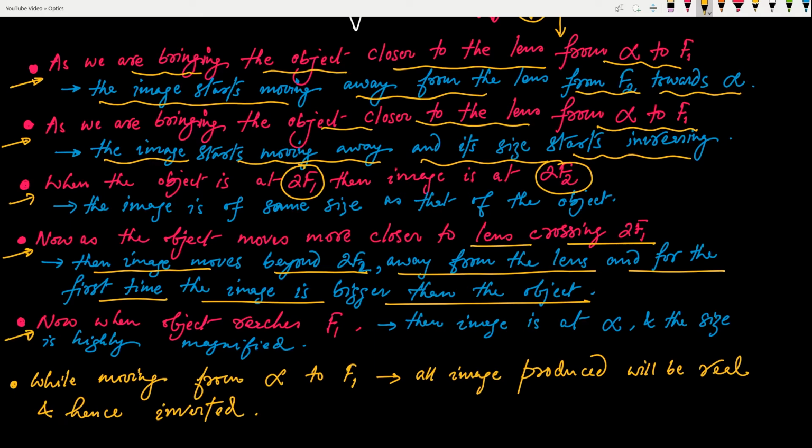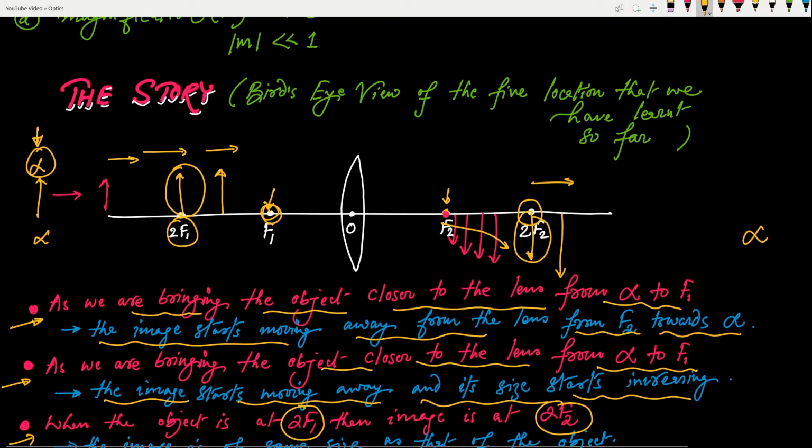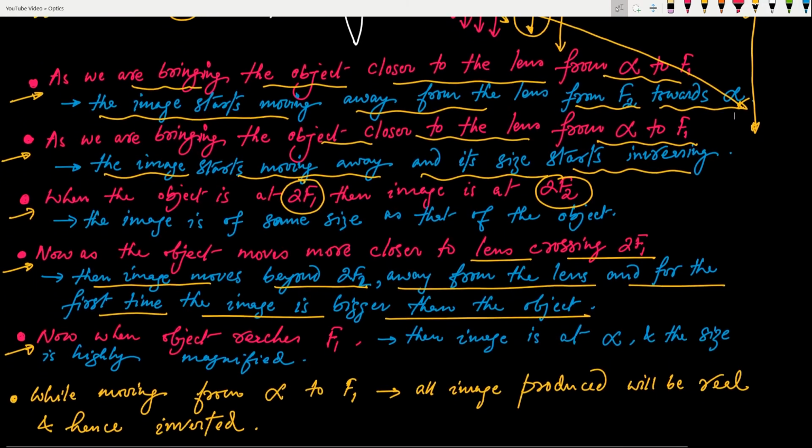Now when the object reaches F1, the image is at infinity. Simple. Let's look into the figure and things will be clear. When we kept the object here, from the figure we know that the image is produced at infinity and it is highly magnified. You can see that the size of the image is increasing as it moves away from the lens and the object moves towards the lens. So this is the story when we move the object from infinity to F1. I hope this is clear.